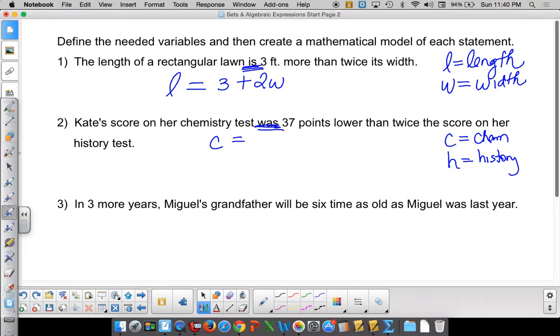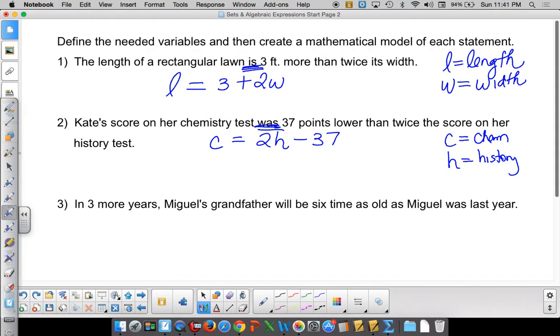Okay, it's 37 points lower. So lower means I'm going to have to subtract. So do I do 37 minus twice her history test? Or is it twice her history test minus 37? Well, it says it's 37 points lower than twice her test. So you'd have to start with her history test, twice her history test, and then go 37 points lower. People have a tendency to want to take the chemistry test and subtract 37. Stop and ask yourself if that's logical. Which was the higher score? Which was the lower score? It's common sense, but the grammar of the sentence tells you what to do.